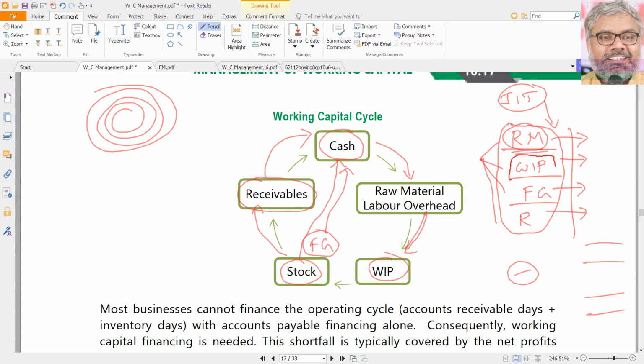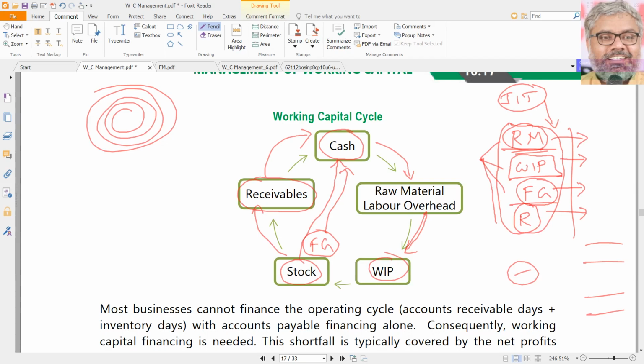Work in progress shorter means what? Production efficiency is more. We are producing quickly, and again, not with less quality, but with the same quality. Better efficiency is denoted when the work in progress holding period is shorter. If the finished goods inventory holding period is shorter, that means what? Your marketing team is doing good. You are able to sell the products quickly, so you don't need to hold the finished stock in the godown for a longer time.